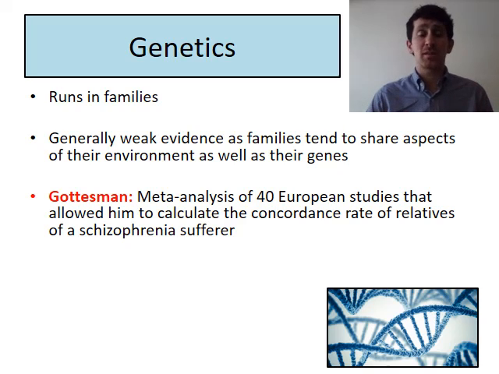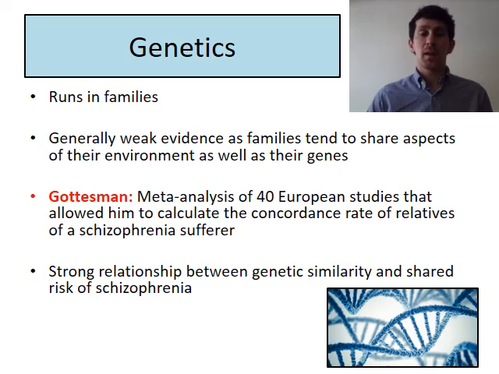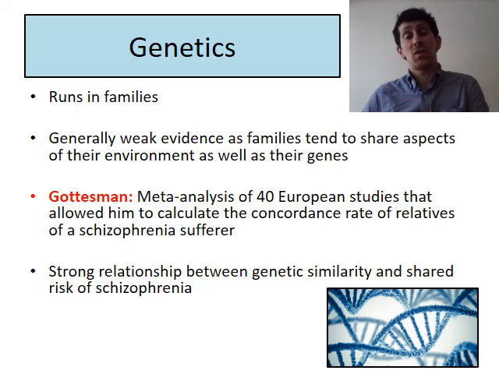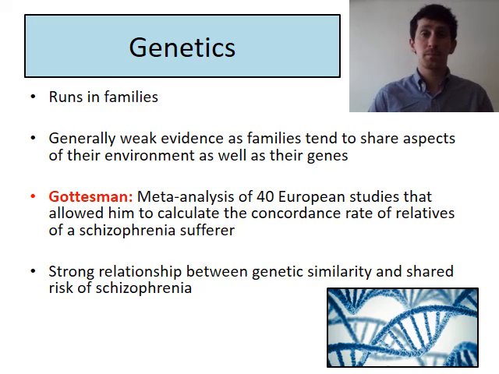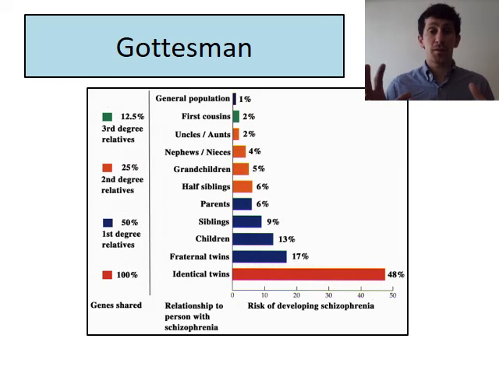This was a meta-analysis of 40 different European studies, and it allowed him to calculate the concordance rates for relatives of a schizophrenia sufferer. It showed a really strong relationship between genetic similarity and the shared risk of schizophrenia. This graph shows the results of Gottesman's study.